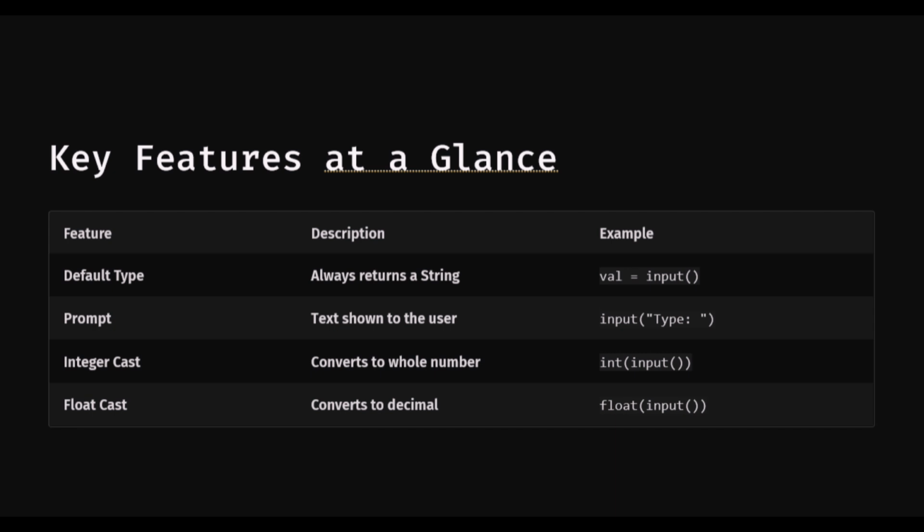Key features at a glance. To wrap things up, let's look at the key features of the input function in this summary table. First, remember the default type. Python will always return your data as a string. Second, we have the prompt, which is simply the text message we show the user to guide them on what to type. When it comes to numbers, we have two main options for type casting. We use the integer cast with the int function to convert input into whole numbers. If you are dealing with prices or measurements that need decimals, you use the float cast with the float function. Having these four concepts clear in your mind will make you much more confident when building interactive Python programs.